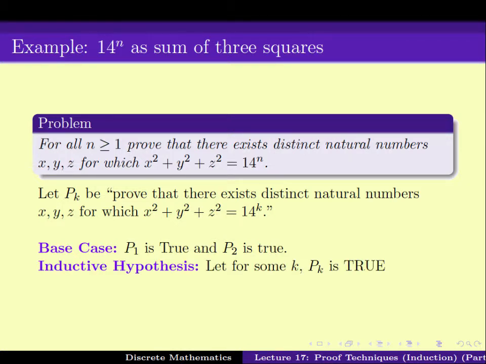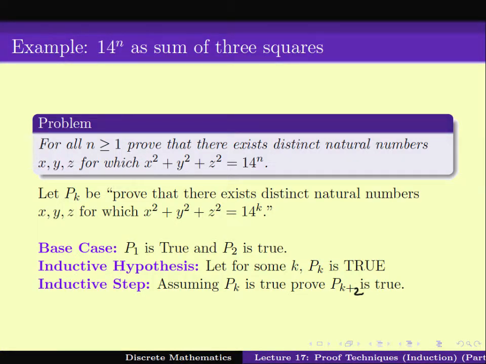The induction hypothesis, of course, says that for some k, let's assume that Pk is true. And in the inductive step, we will be proving that if Pk is true, then Pk plus 2 is true. Right? It's not Pk plus 1, but Pk plus 2 is true. And the principle of mathematical induction will then help us to state that it is true for all n.